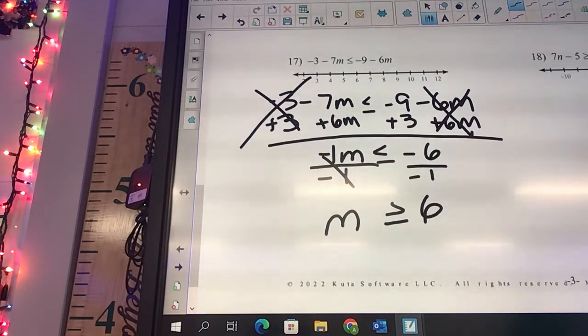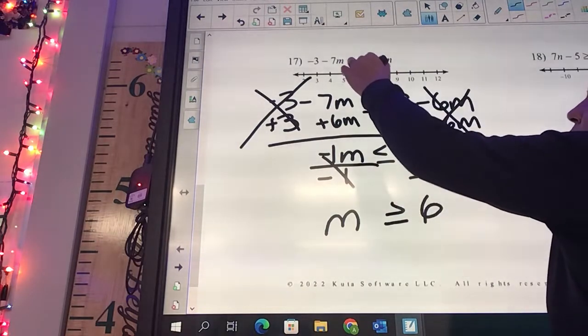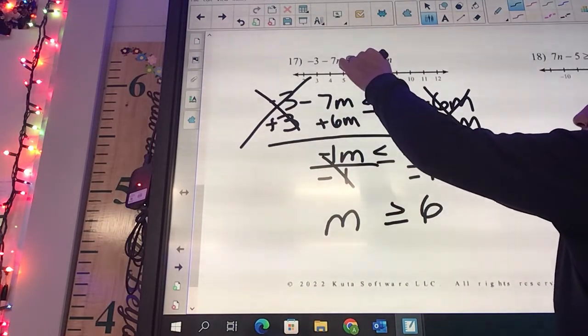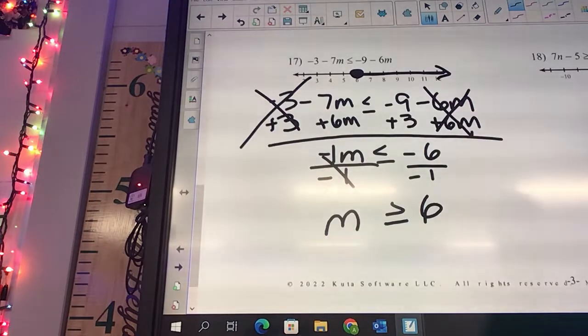Okay, on the 6, is that going to be open or closed? Closed. To the right. You're going to have to come back in a little bit.